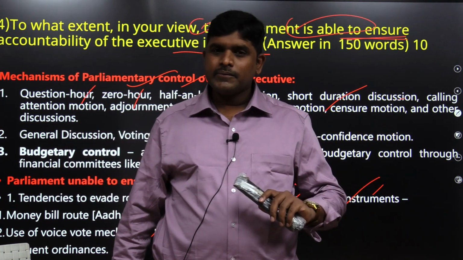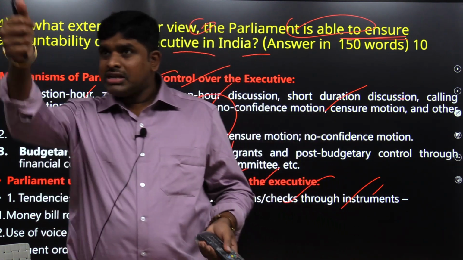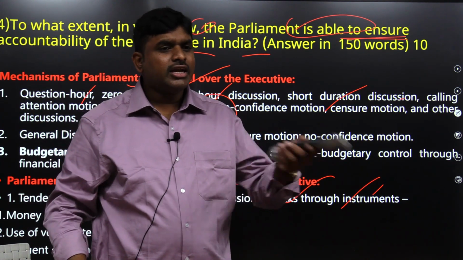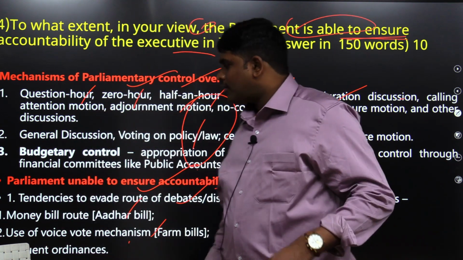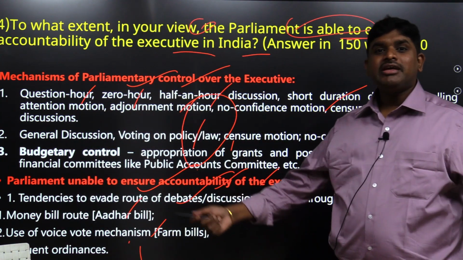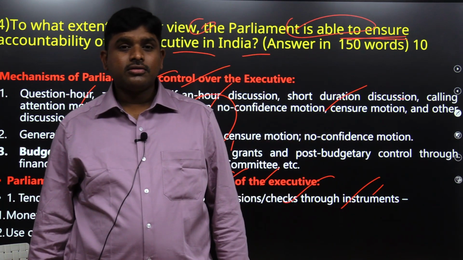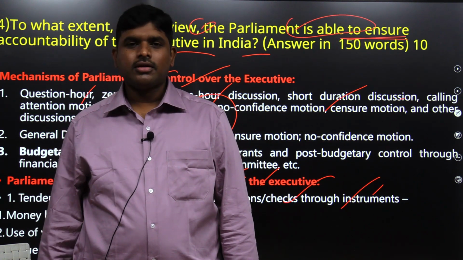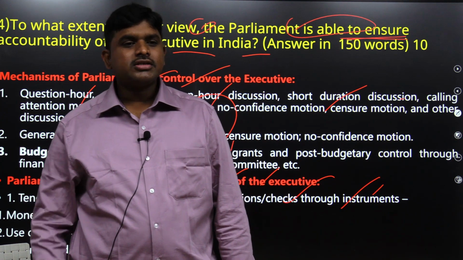Farm bill, voice vote. Why? You can have the buzzer, you can see the numbers there. When we can see the numbers, we can clearly understand how many are for and how many are against it. Frequent ordinances, a big thing. Frequent ordinances under which article? Article 123 for ordinances in Parliament, and 213 under the state legislature.